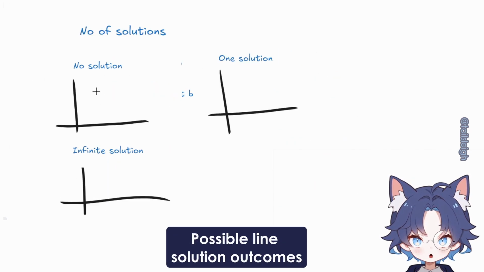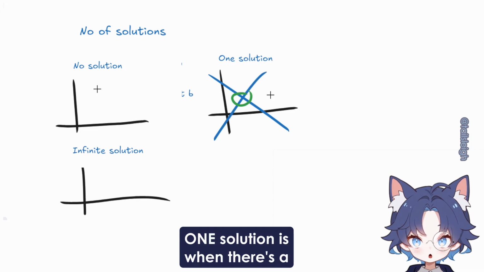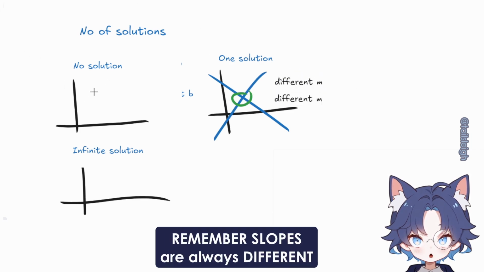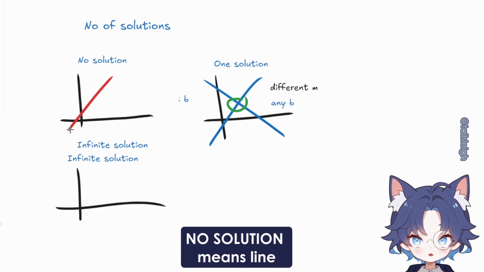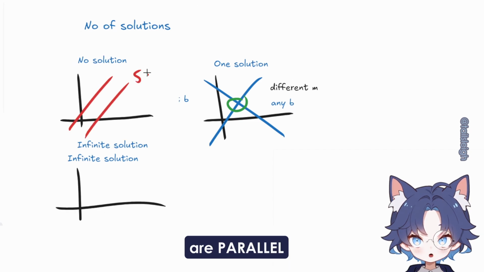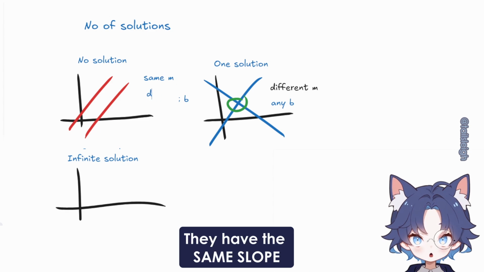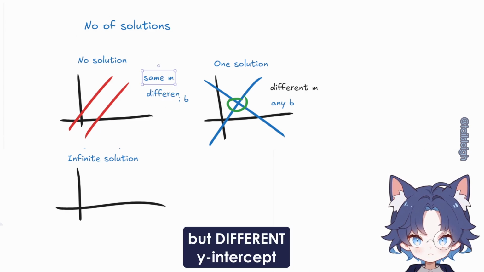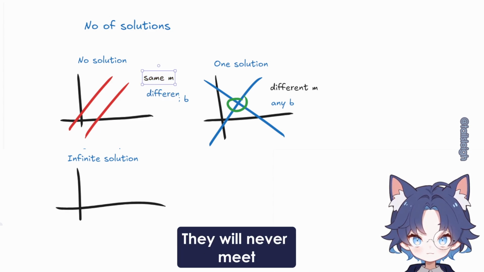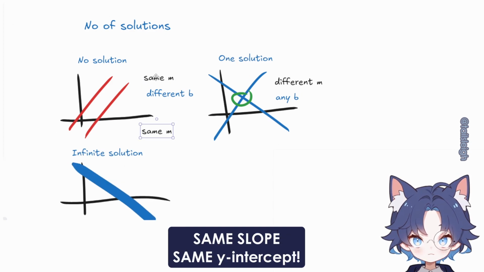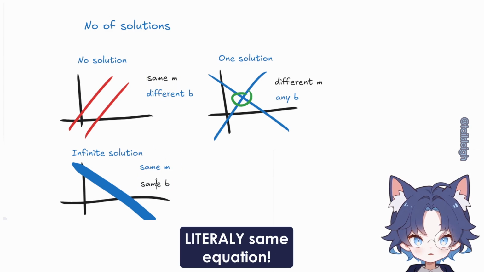Possible outcomes from line intersections. One solution is when there's an intersection of two lines. Remember that the slopes are always different. No solution means the lines are parallel. Parallel lines never touch, so no solution. They have the same slope but different y-intercept. They'll never meet. Infinite solutions means exactly the same line, the same slope and the same y-intercept. It's literally the same equation.